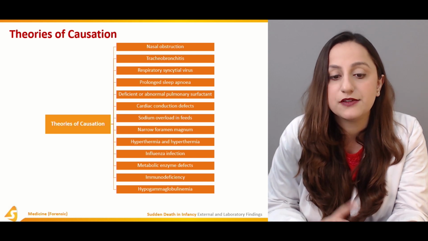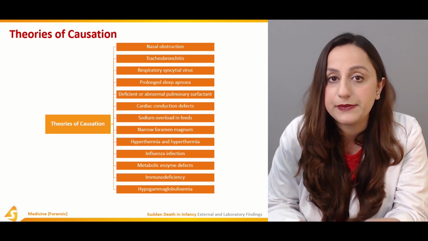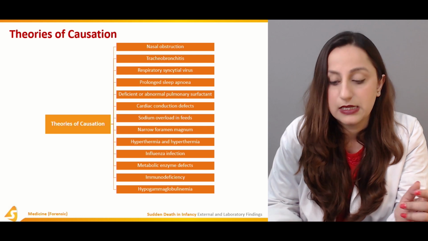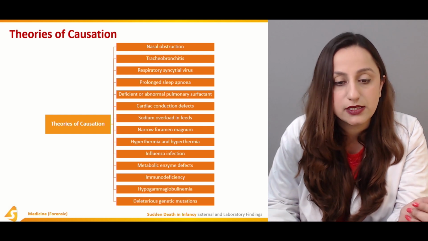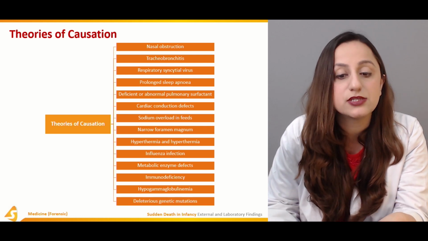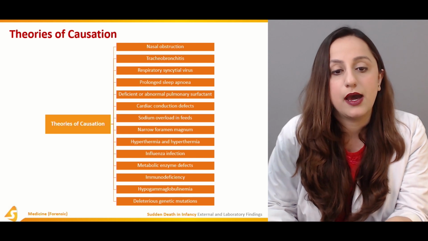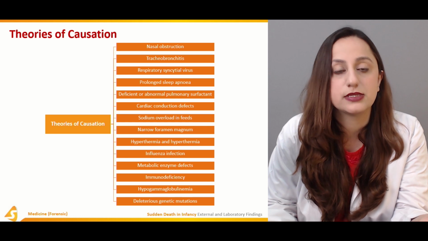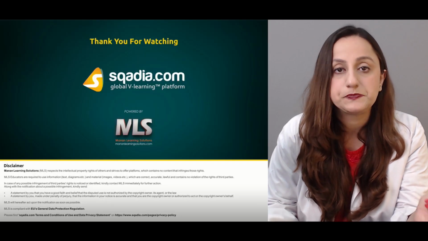So that is basically defined as hypogammaglobulinemia. It's basically the deficiency of the globulins in the blood. So it's one of the conditions. And then we have deleterious genetic mutations. It can be one of the causes for such conditions in SIDS or in SUD.